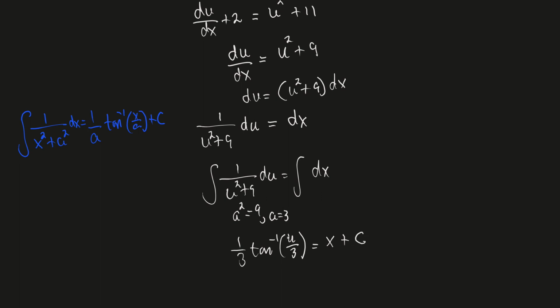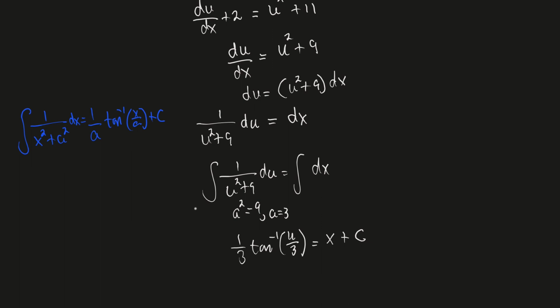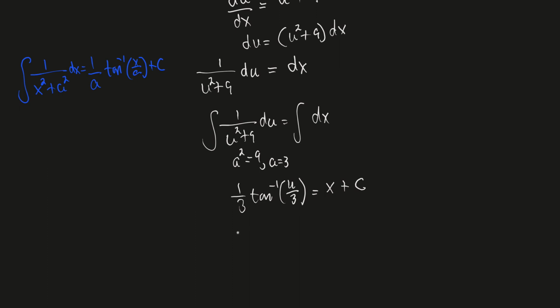And we can go ahead and reverse the substitution. Remember, we let our u be negative 2x plus y. So I'm going to put that in here. This implies that 1/3 arctangent of (negative 2x plus y) over 3 is equal to x plus c.